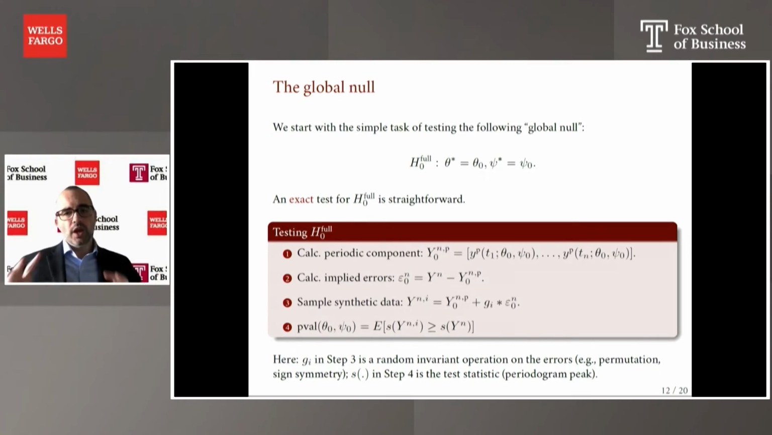Now you have a test statistic, which could be the periodogram peak or some other summary of that periodogram, and then you compare your randomization values with what you actually observe in the data, and you get a valid p-value for your null hypothesis. Now, that method again is exact, because here I'm invoking no assumption about the errors except for some sign symmetry, which is a much weaker assumption than, let's say, IID normality.